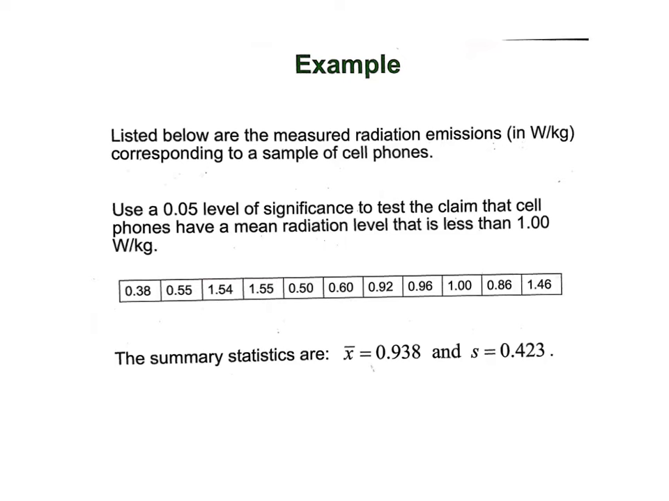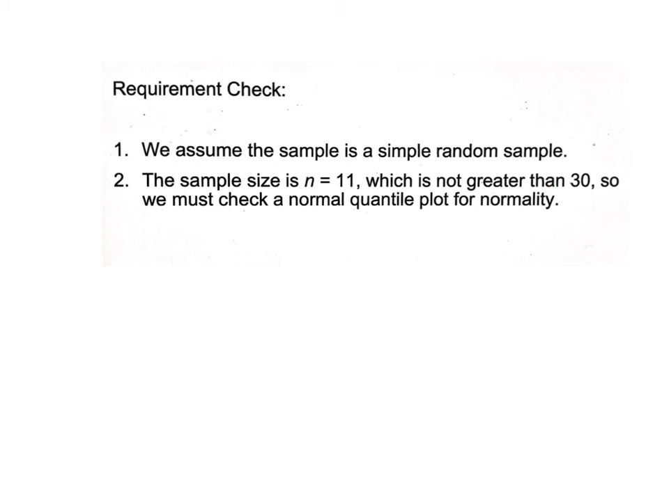Example, really watch this part of it. I think this will explain a lot. Listed below are the measured radiation emissions corresponding to a sample of cell phones. Use the 0.05 significance level to test the claim. Here's the claim: the cell phones have a mean level that is less than 1. Since it says less than, that's going to be the alternative in a second. Here's all the radiation levels that they measured. The summary stats for those measures: there's x bar, which is the sample mean, and there's the sample standard deviation. You can get those two numbers just by plugging the data into L1 in your calculator. Go to 1-Var Stats, and it will give you both of those measures.